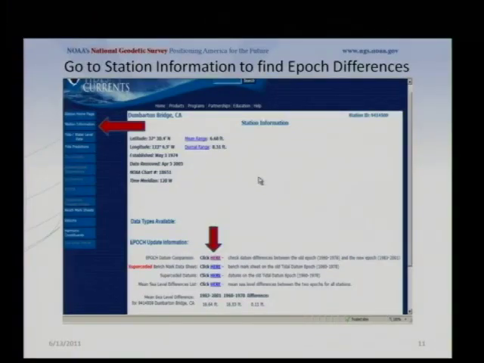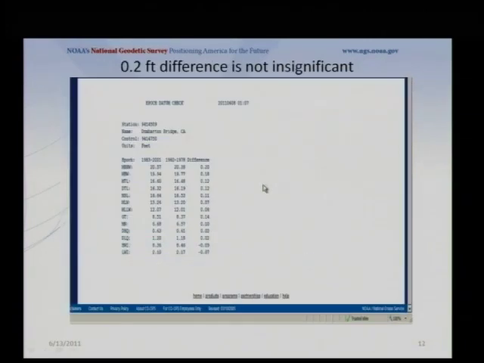So I did want to point out the epoch datum comparison. Just so if you're looking at historical data as well as current data, you would need to know what the difference is in heights between those different tidal epoch datums.